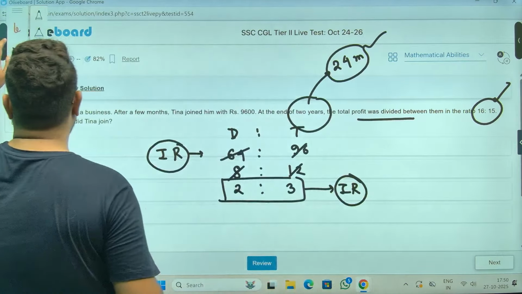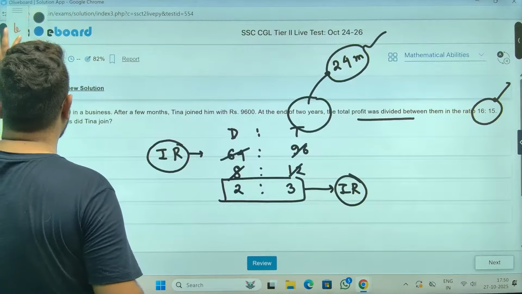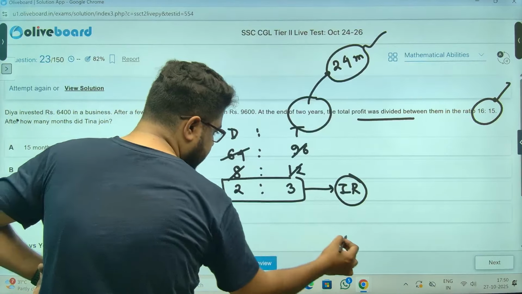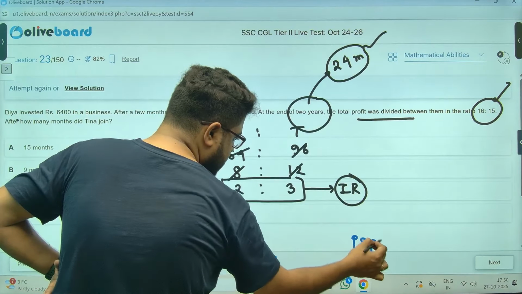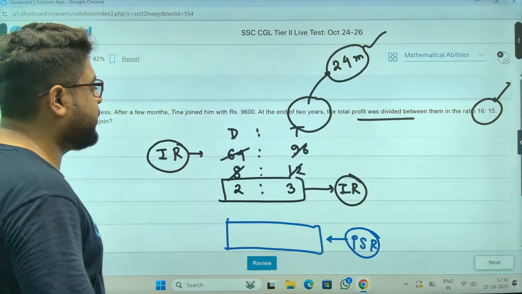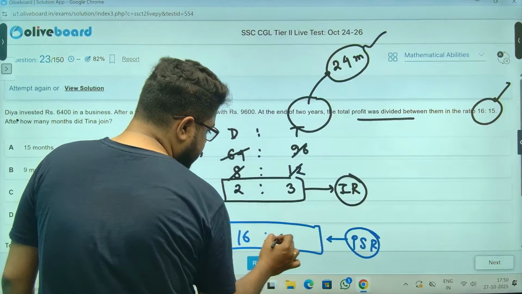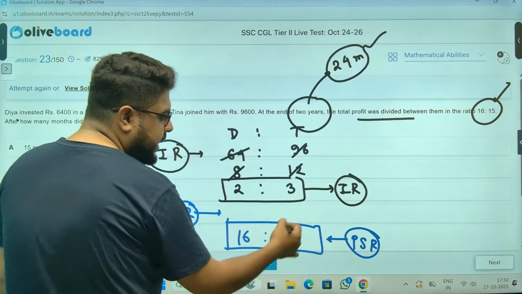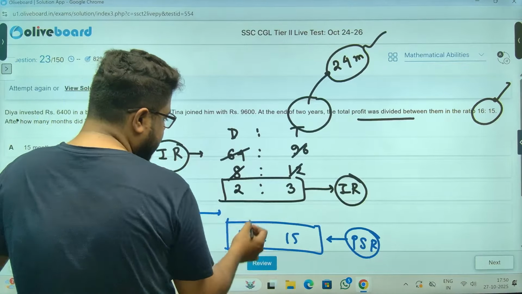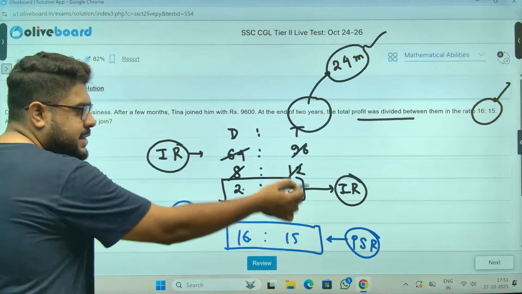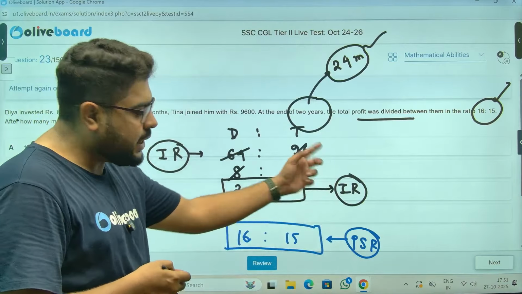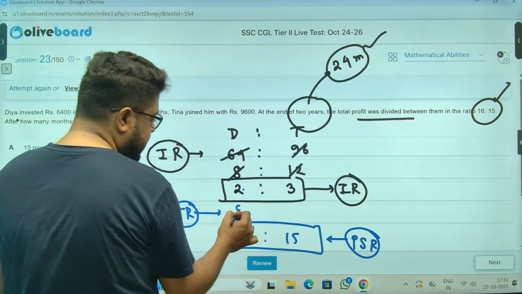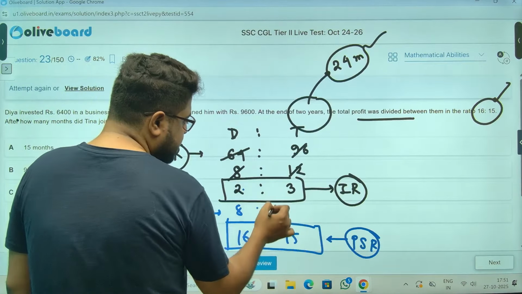Now, again, what is the profit sharing ratio, sir? 16 ratio 15. So what will be the time ratio, sir? Investment into time equals profit share. So time will be PSR by IR, profit sharing ratio by investment ratio. 16 by this 8, and this is 5, sir. This will be the ratio.